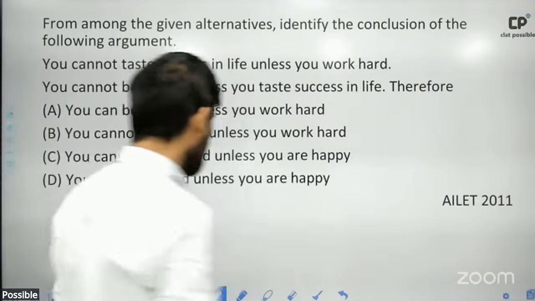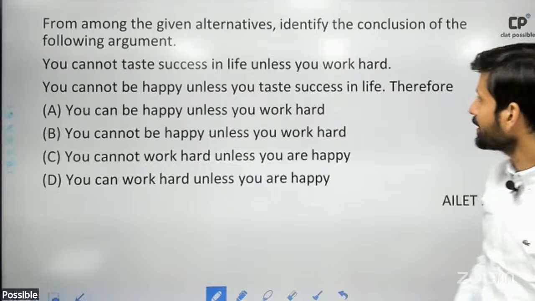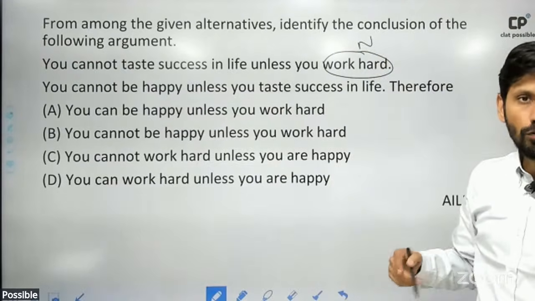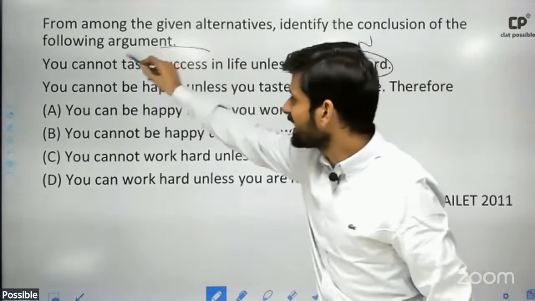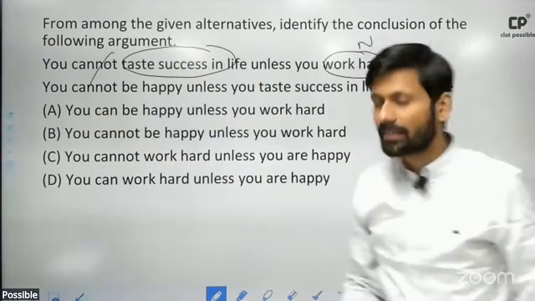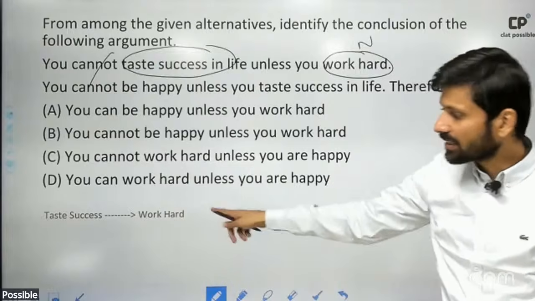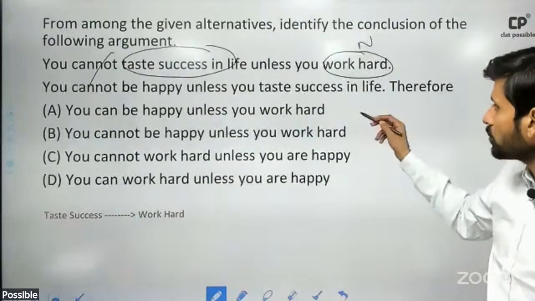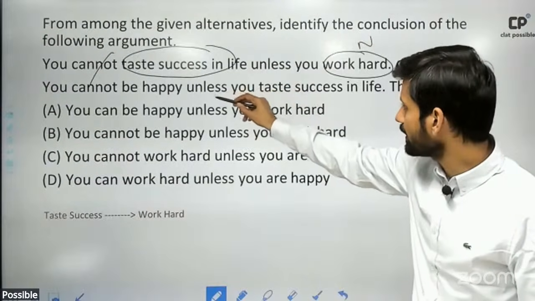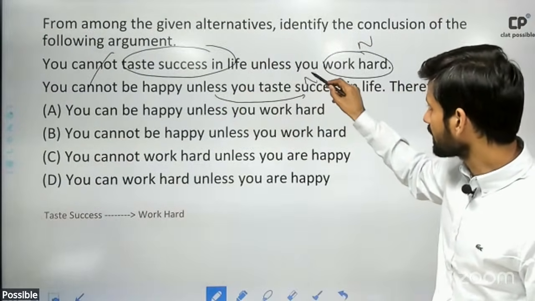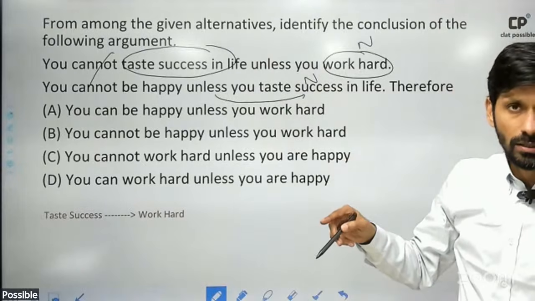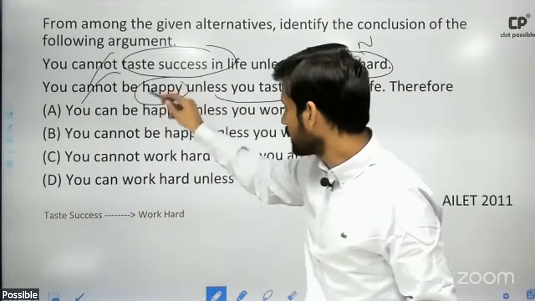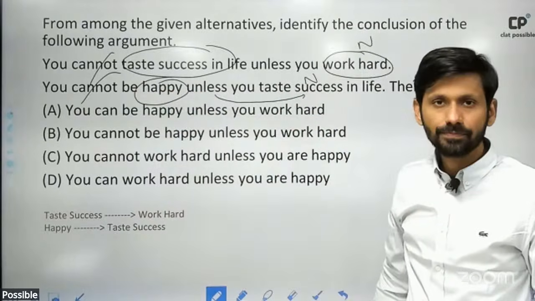Okay, so you cannot taste success in life unless you work hard. So work hard becomes necessary for what? Tasting success. So "cannot" goes away, right? So taste success, arrow, work hard on the right. You cannot be happy unless you taste success. Unless again introduces necessary. So taste success will become necessary for what? Happy. "Cannot be happy" goes away, right? So "cannot" goes away, happy. So this is the diagram we get.